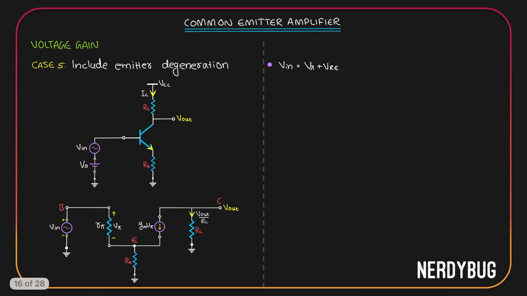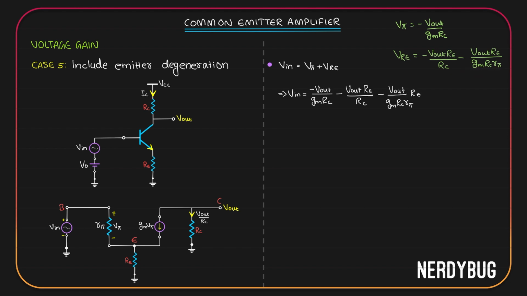We got Vinput is vπ plus VRE. But vπ is minus Vout by gmRC and VRE is minus Vout RE by RC minus Vout RE by gmRC rπ. So we can write Vinput as minus Vout by gmRC, which is vπ. This whole thing is VRE. Over here in the denominator, we have gmRC rπ. We know rπ is beta by gm, which means gm rπ is equal to beta. Here we have gm rπ. Let us replace it with beta.